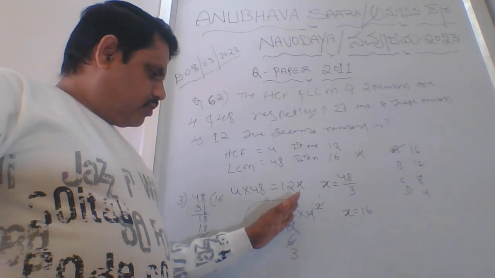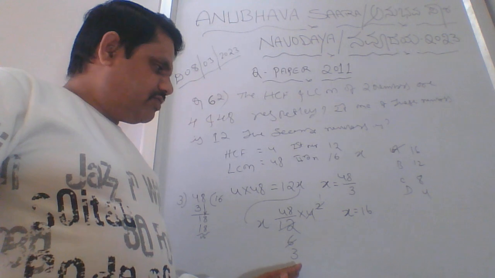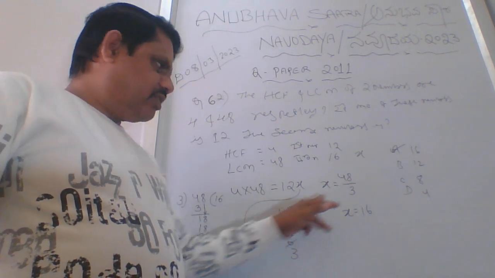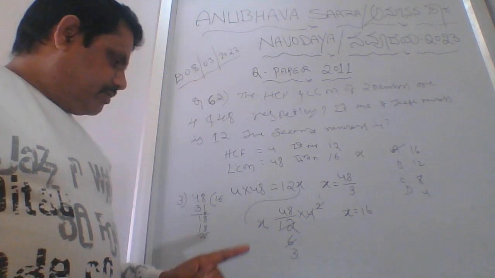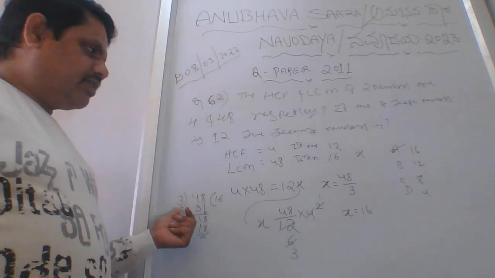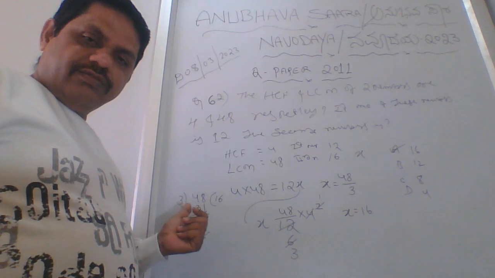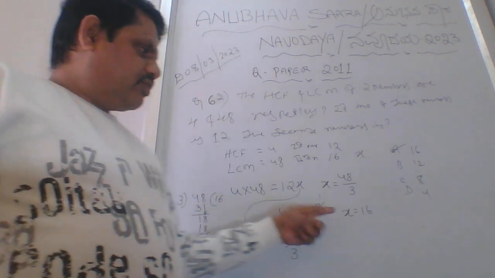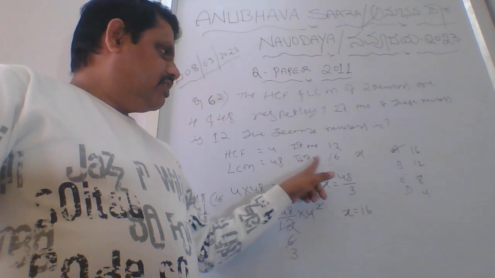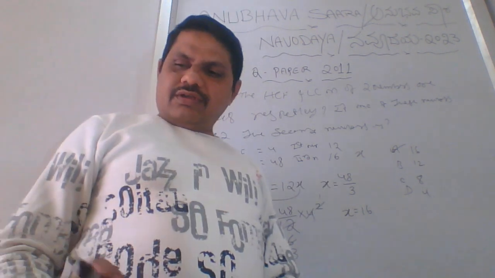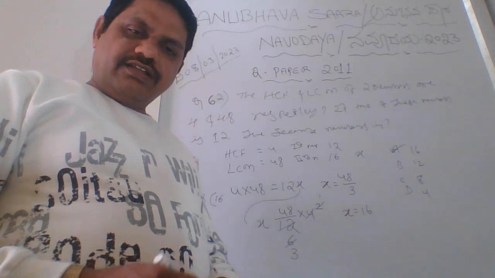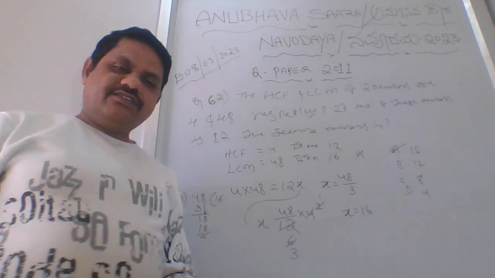That's it. Once we divided all these numbers, we got how much? The x value was 48 divided by 3. So 48 we have divided by 3, and we got 16. So x is equal to 16. That means the second number of this question, whose LCM and HCF are given, is 16.